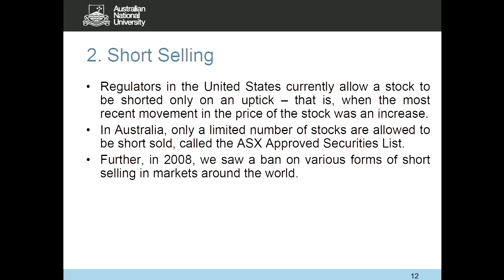Now in Australia, we also have something called the ASX approved short selling security list. You can only short sell stock in that approved list, and you can only short sell up to 10% of the shares in that company. Okay? So in other words, at any point in time, the total amount of short selling can only be 10% of the shares outstanding for that company. So that's the regulation in Australia.